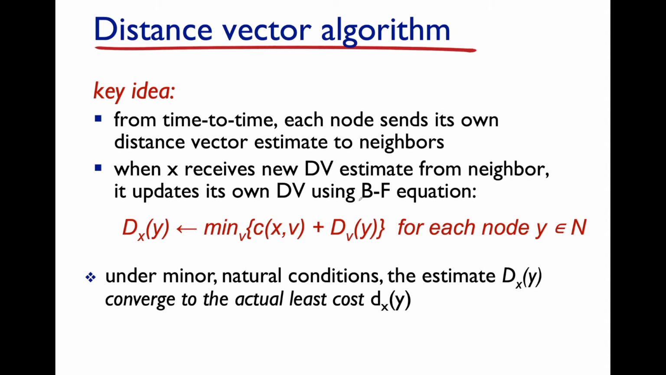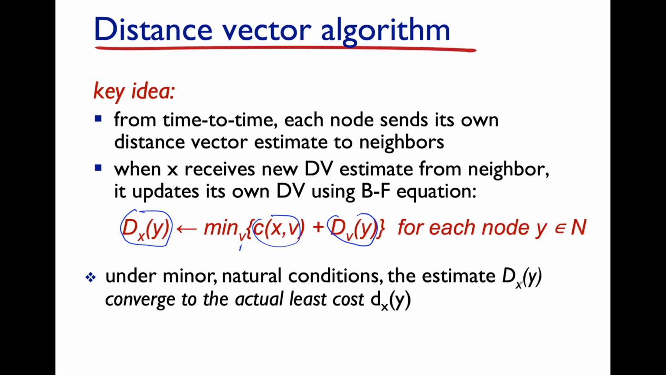Now, when a node X receives a new distance vector estimate from a neighbor, that means some distances have changed. So it's going to update its own distance vector using the Bellman-Ford update equation, now that it knows the distance vectors of its neighbors. So what does it do? It says, okay, my new distance vector is going to be the minimum, because it's least cost path, the minimum over neighbors V, such that the one-hop distance plus my neighbor's distance vector estimate to get to Y is the smallest.